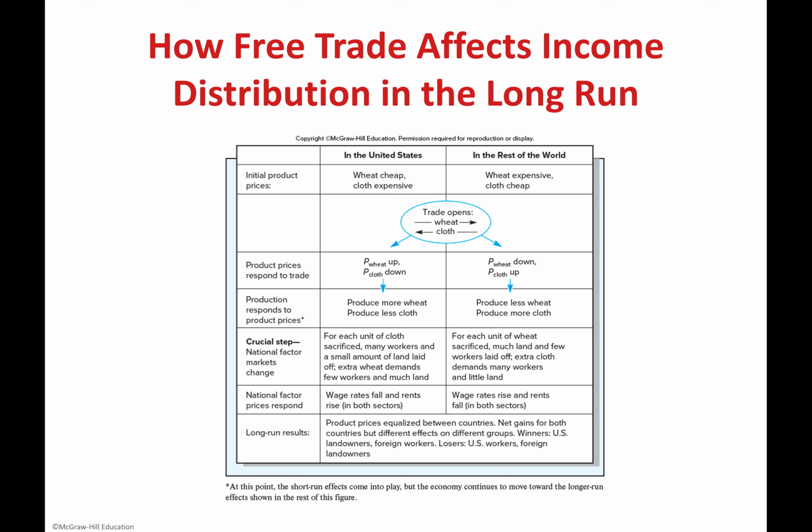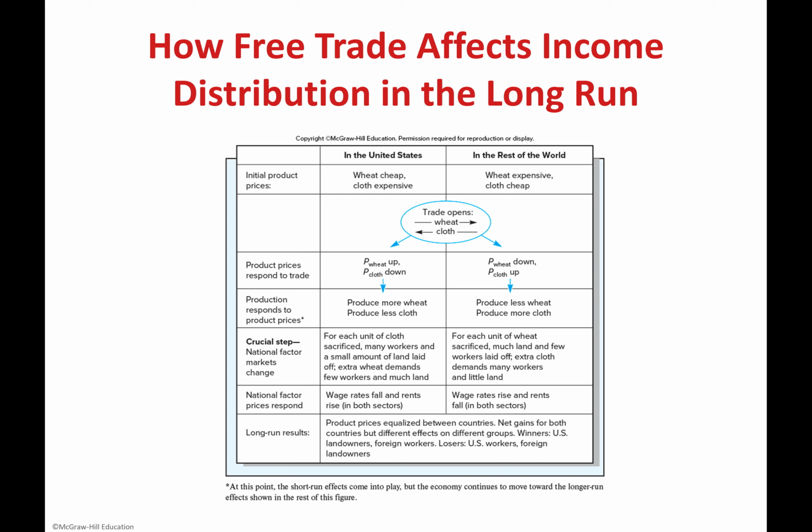Similarly, growing wheat doesn't require many workers, not nearly as many workers as producing cloth does. So there's going to be layoffs in the cloth industry, and there's going to be much less workers needed in the wheat industry, so some workers may end up being unemployed. They have to change industries as well. That means that the price of labor or wages are going to fall in the US.